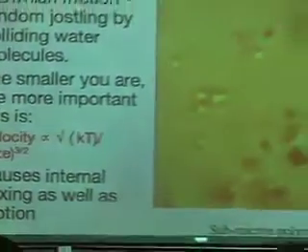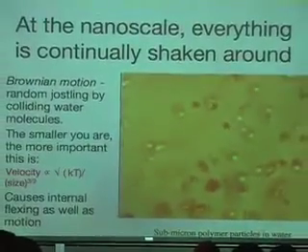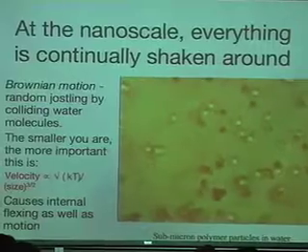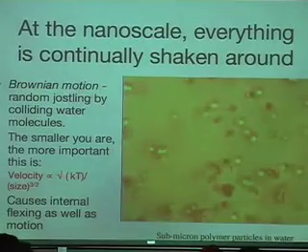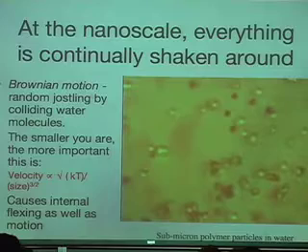Then we've got this phenomenon of Brownian motion. If you just look at a nanoscale object, for example a colloid, you've got particles being shaken around. We've got this constant shaking that comes from thermal motion, and that's got a size dependency too.